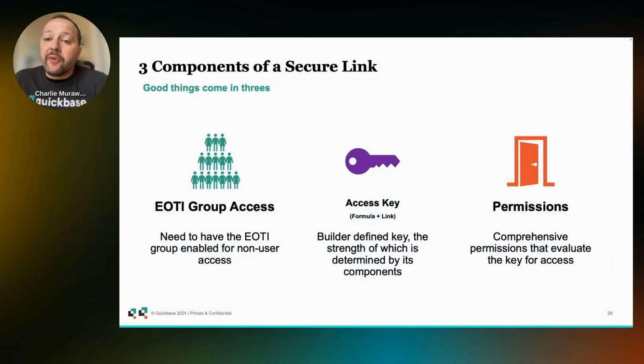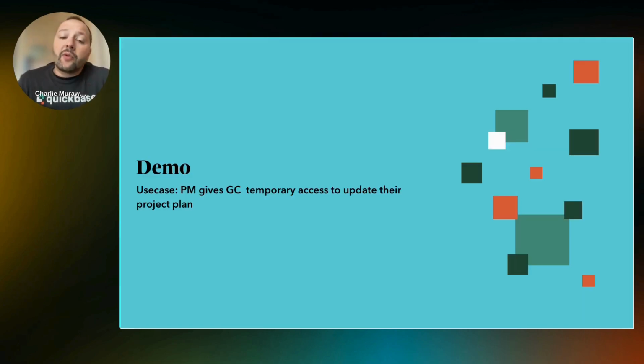So the first, as I mentioned before, you need Everyone on the Internet assigned to at least one role in your app. Then we're going to create what's called an access key and put it in our secure link, which is really just a formula URL. And then bringing it all together with the permissions, where you create a role that is assigned to Everyone on the Internet and then uses access key validation as the basis to validate the permission. So I'm going to do a quick demo, and let's look at all these three pieces one by one, and then we'll see it all working together.